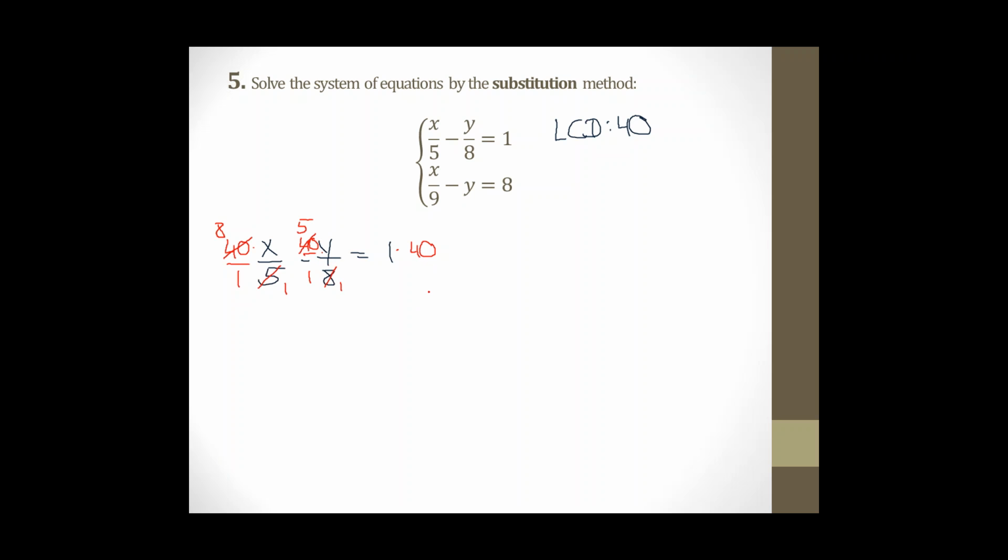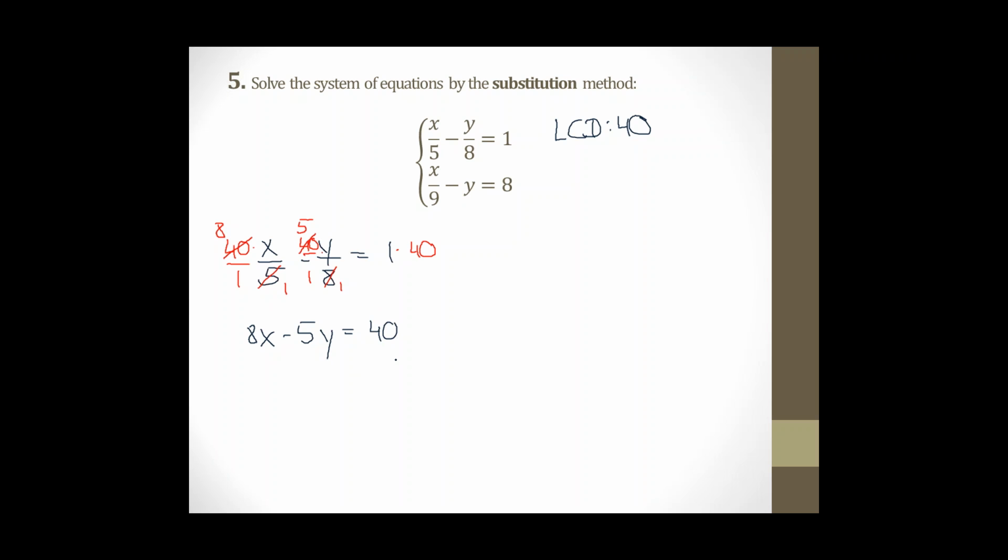And here I can cancel nothing, they don't have any denominators to cancel. So now I can multiply together my leftover numbers. 8 times x is 8x, negative 5 times y is negative 5y, and all that is equal to 1 times 40, so 40. I finished with my first equation. I got rid of the fraction.